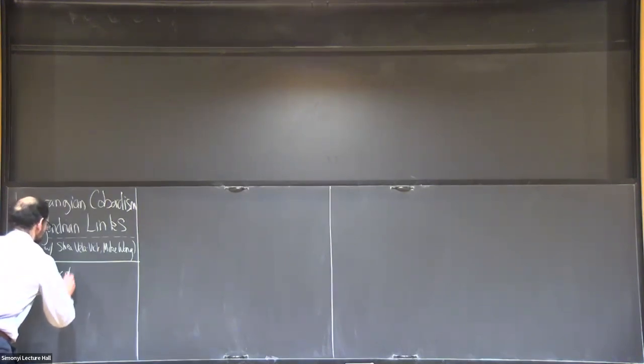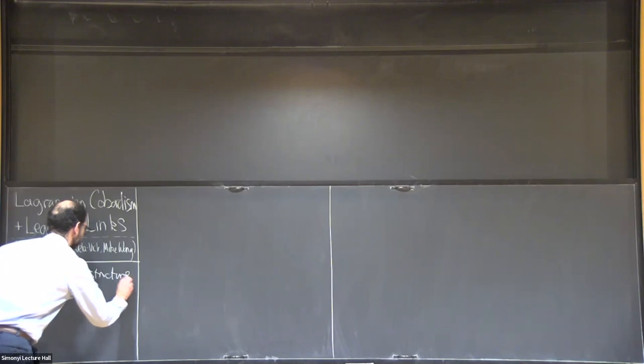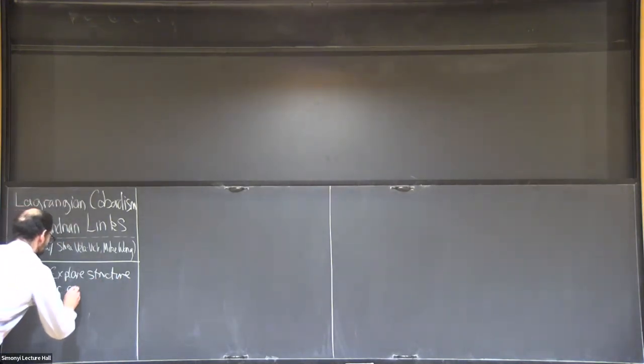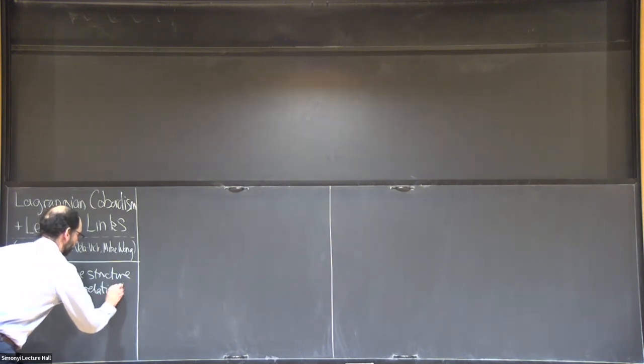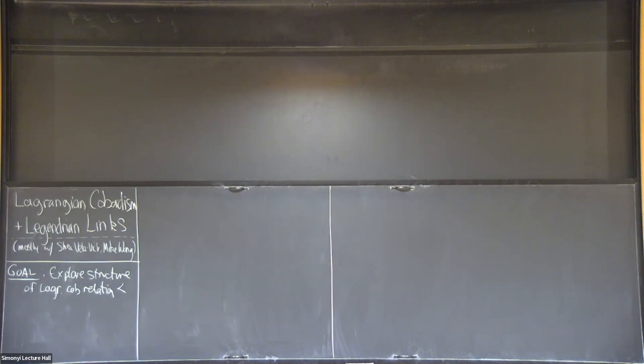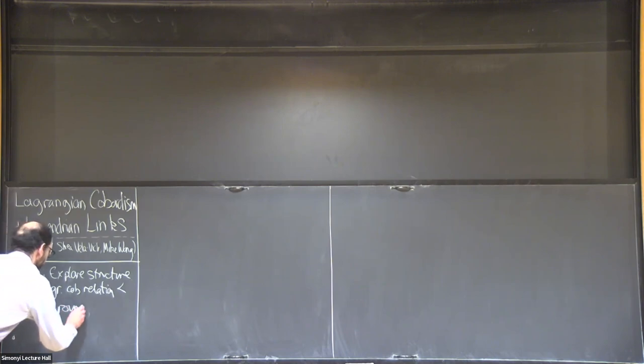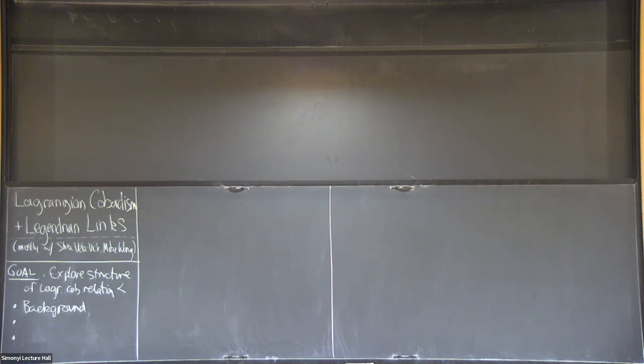So the main goal for the talk today is I want to explore the structure of the Lagrangian cobordism relation between Legendrian links. I'll just call that relation "less than" on Legendrian links. And I'm going to do that in three steps, maybe equal, maybe not. The first step is I'll give you a little bit of background, especially about smooth cobordism, about Legendrian knots, and about Lagrangian cobordisms between them. I'll proceed to talk about the main theorem.